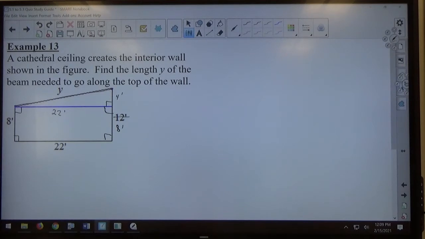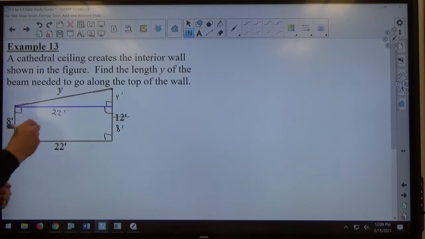And our task is to find the length of y, the beam. What I've created here is a right triangle where I know leg 1 is 4, leg 2 is 22. I want to know the hypotenuse of the right triangle. And in general, anytime you're looking at a right angle and you know two sides, the Pythagorean theorem can be used to find the third side.